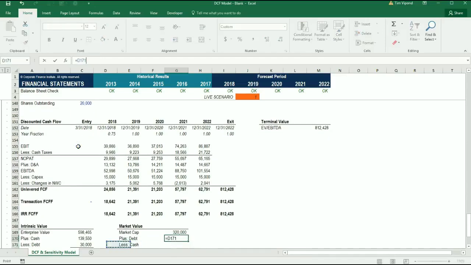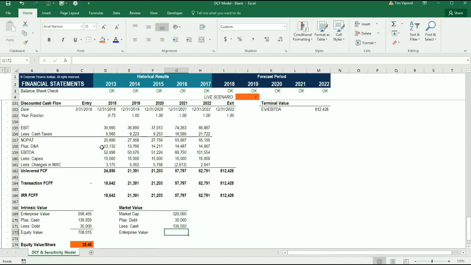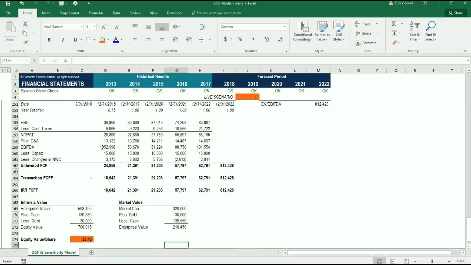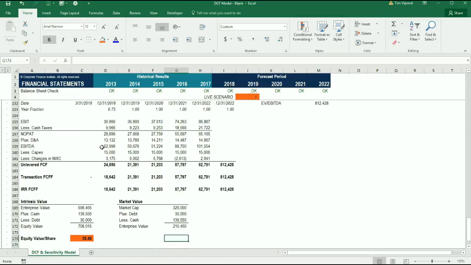Then what we're going to do is add the debt. We can find that there. Subtract the cash, which we find right there. And that gives us the enterprise value: market cap plus debt minus cash. And we now have enterprise value.